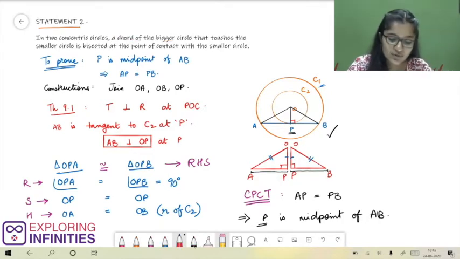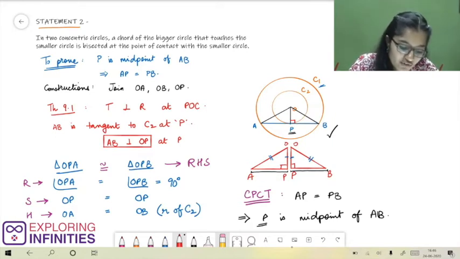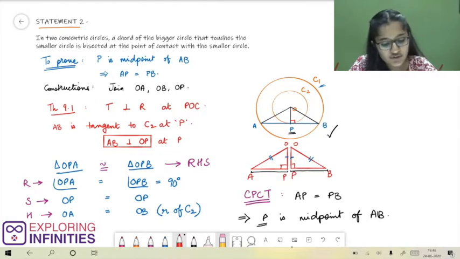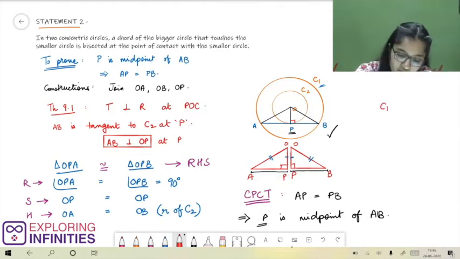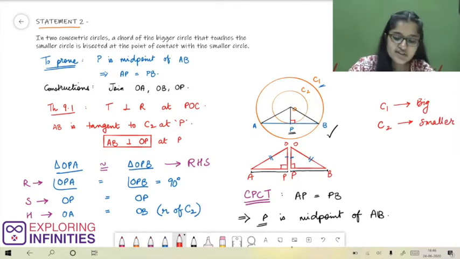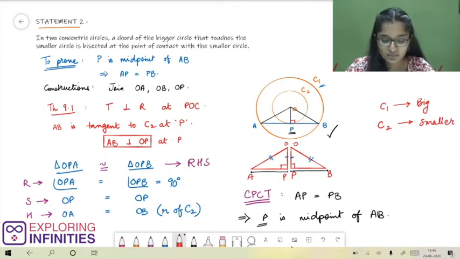Let us once go through the steps that we followed in order to prove this statement. The statement says, in two concentric circles, a chord of the bigger circle that touches the smaller circle is bisected at the point of contact with the smaller circle, where C1 is the bigger circle and C2 is the smaller circle. They have a common center, that is point O.